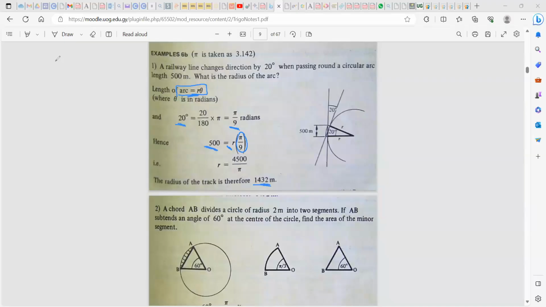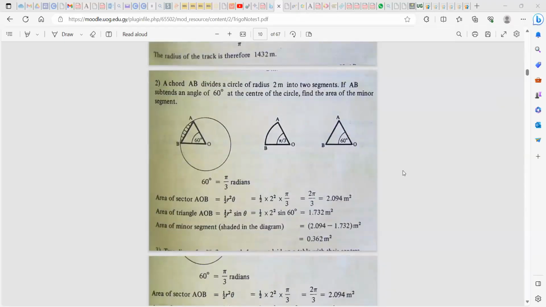Let's take another one. Just clear all of this. Don't mess up the notes. So let's take a second one.